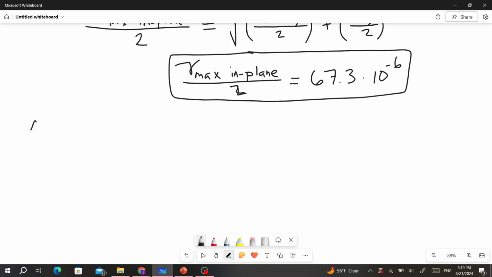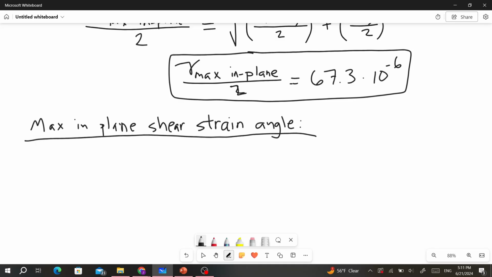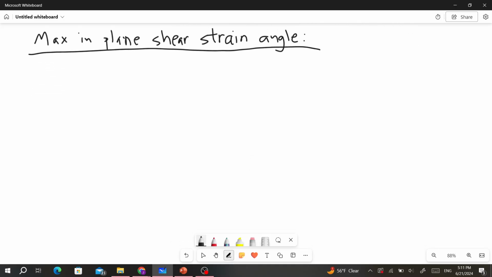Okay, and then the last part of this problem is getting the angles for the max in-plane shear strain angle. So the equation for this is that tangent of 2 times theta s, where theta s is the angle where the max in-plane shear strain occurs, is equal to minus epsilon x minus epsilon y divided by gamma xy.